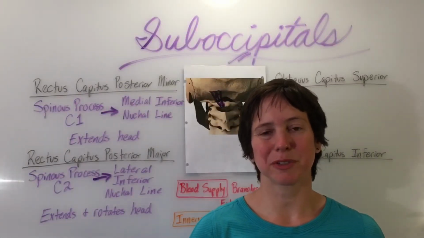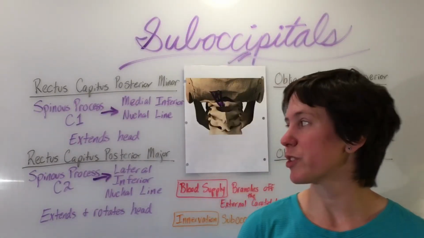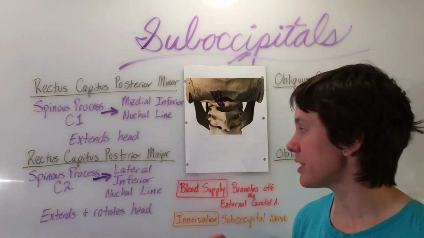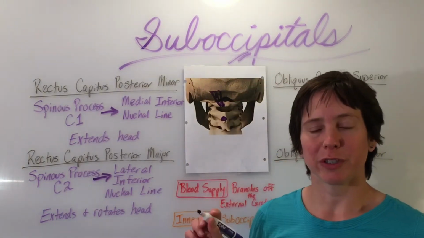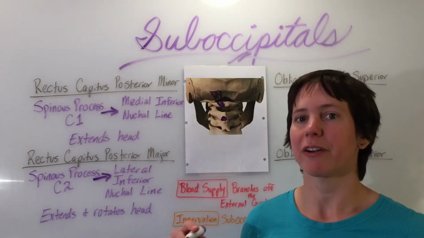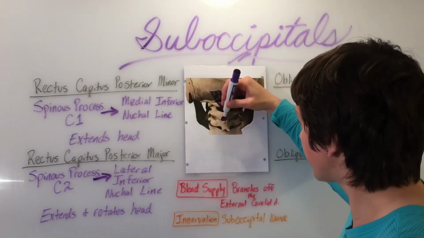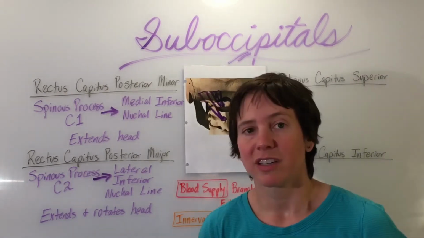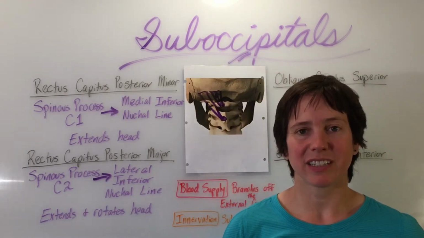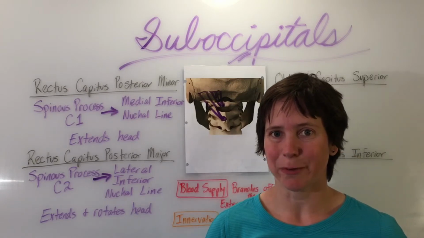The Rectus Capitis Posterior Major originates on the spinous process of C2, and it will go to insert on the lateral portion of the inferior nuchal line. And its job is to extend and rotate the head.